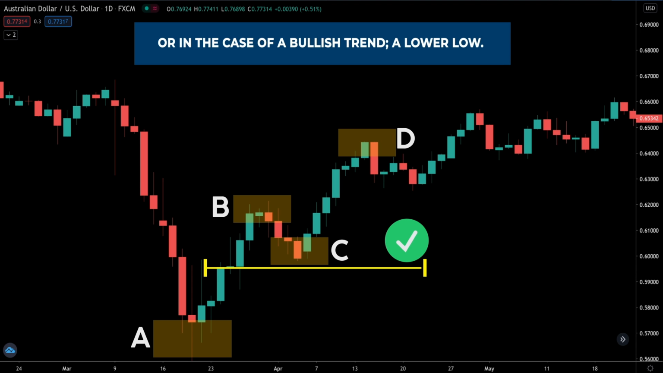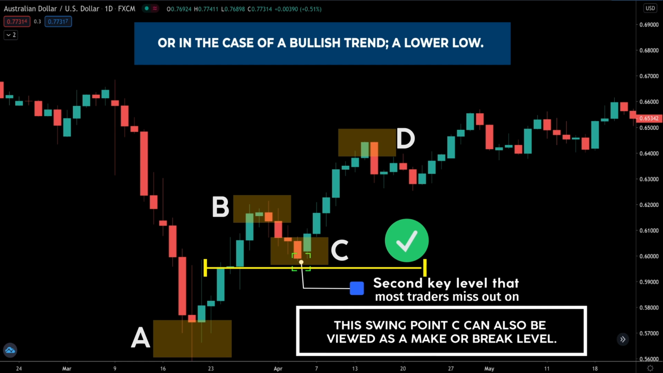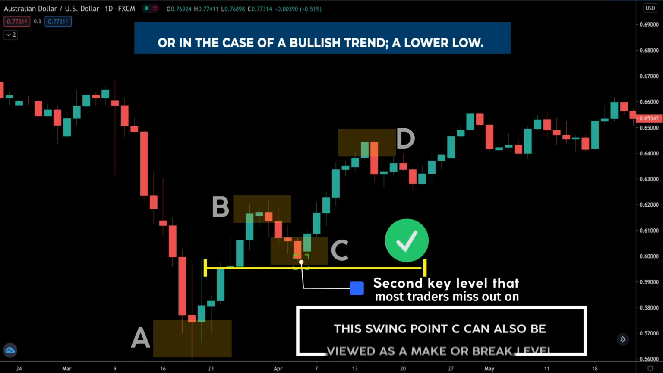So many rookie traders miss out on the second key level, which is the prior swing point C. This swing point C can also be viewed as a make or break level. If price breaks the level, then the trend structure is no longer intact and it transitions to the reversal structure, which is the second type of price action structure which I will cover shortly, so keep watching.